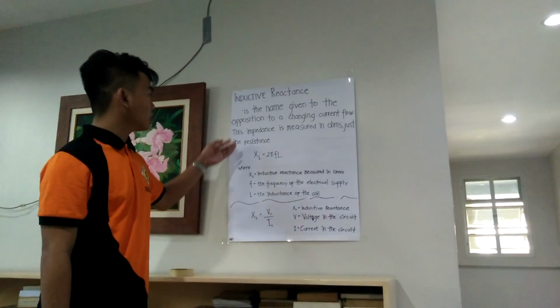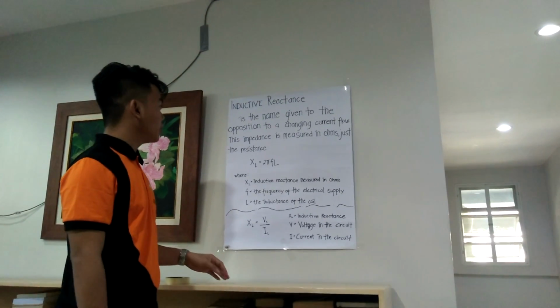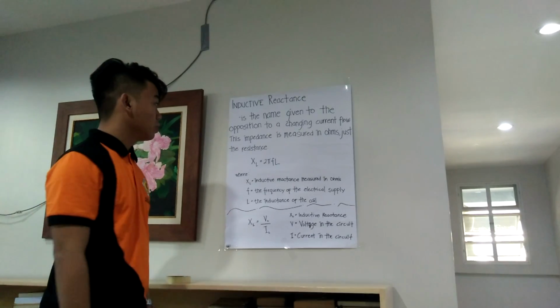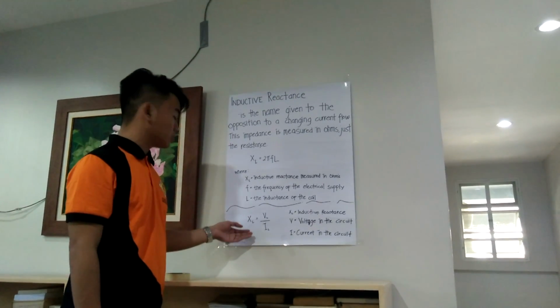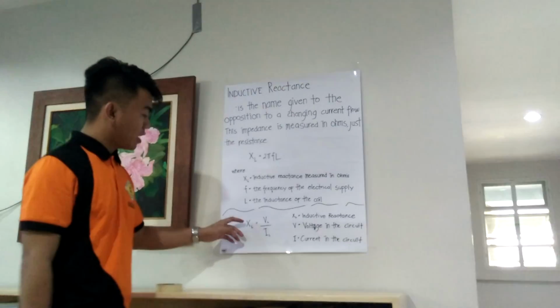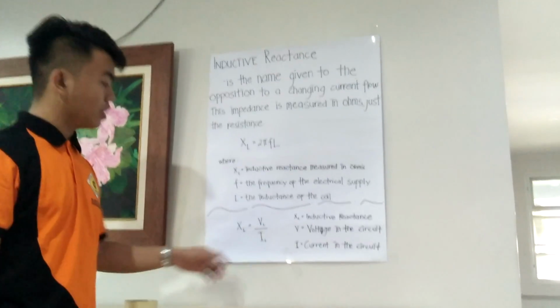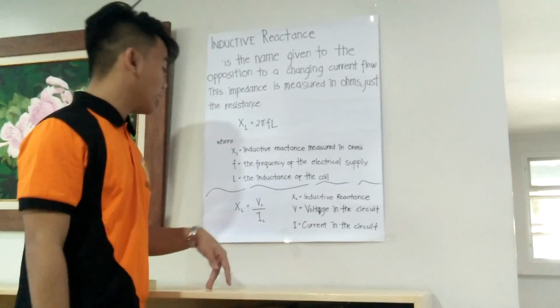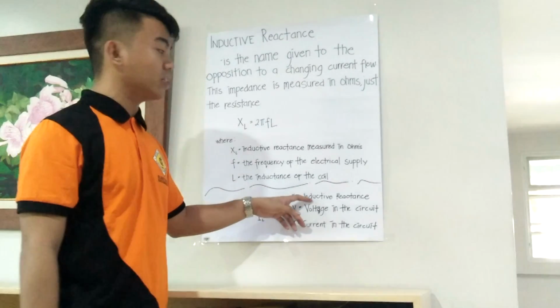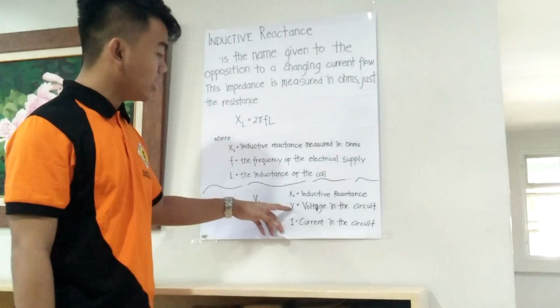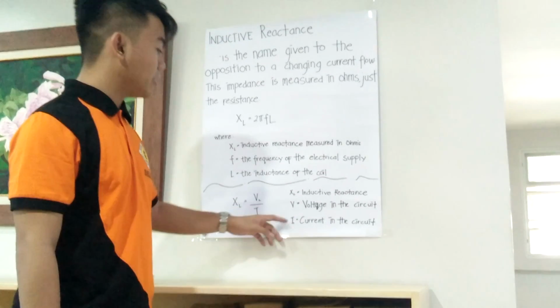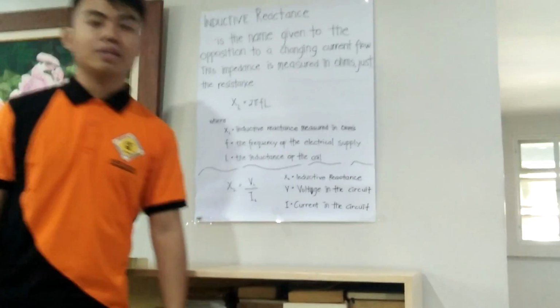We know that the inductive reactance, or the impedance, is measured in ohms. So we can also write the formula as X sub L equals V sub L over I sub L, where X sub L is the inductive reactance or impedance, V is the voltage in the circuit, and I is the current in the circuit.